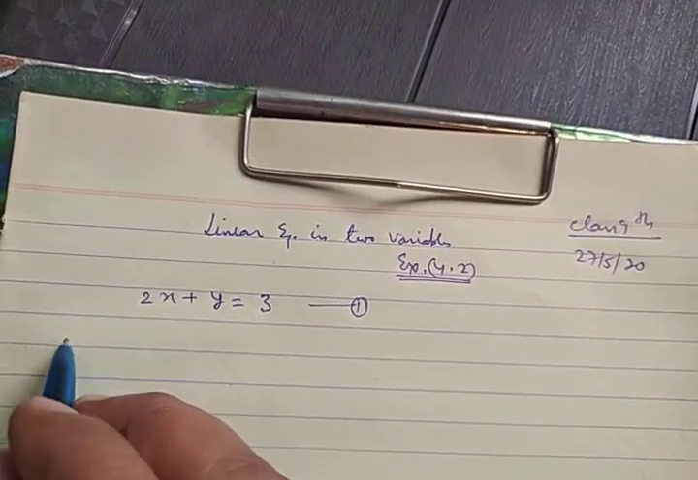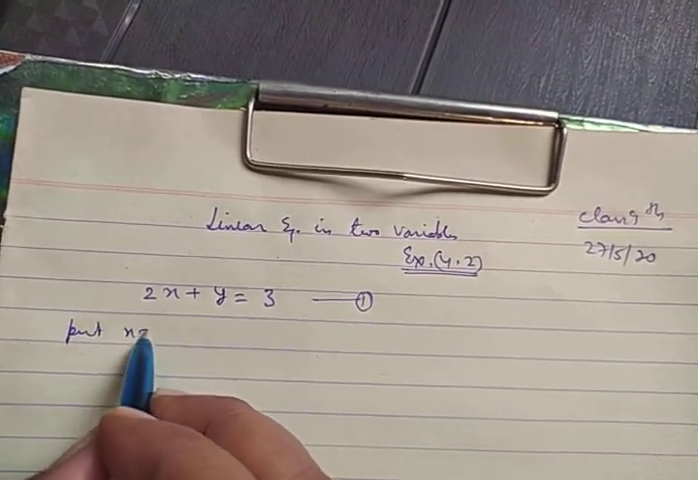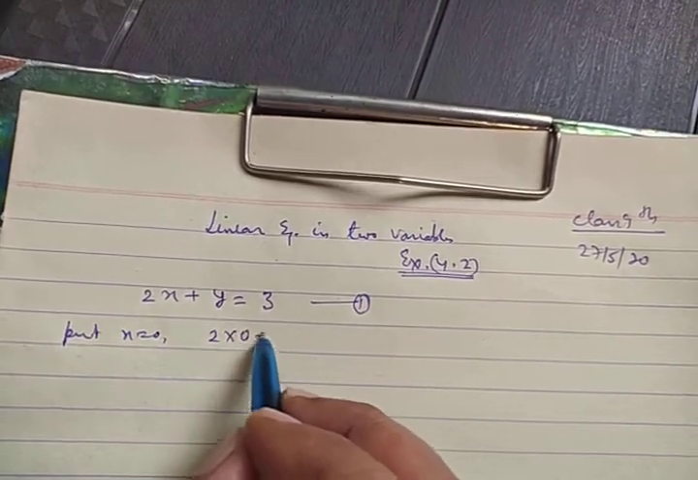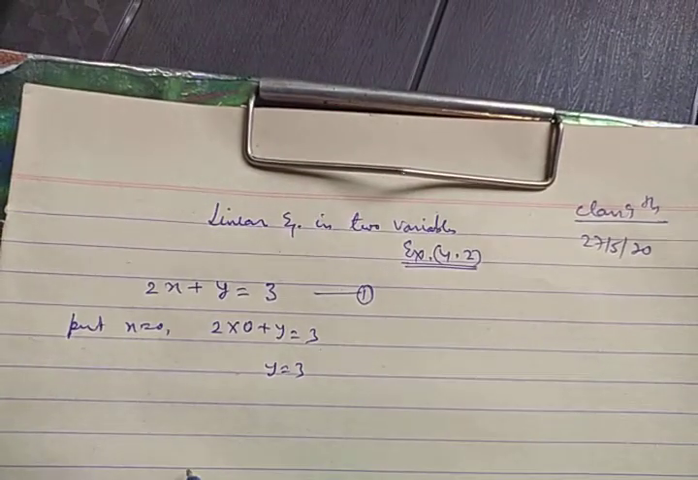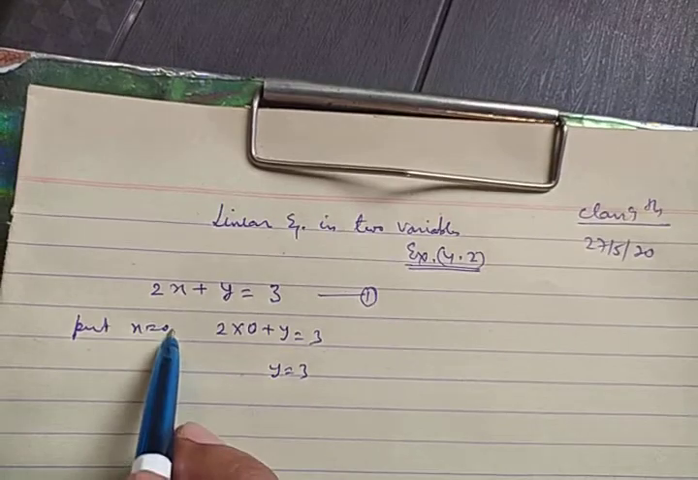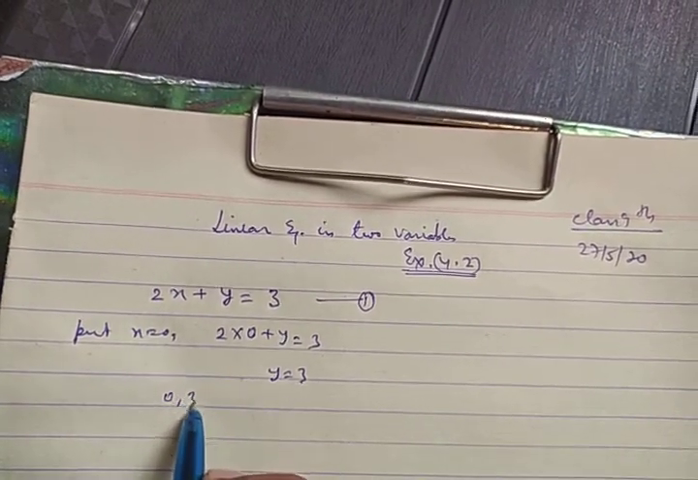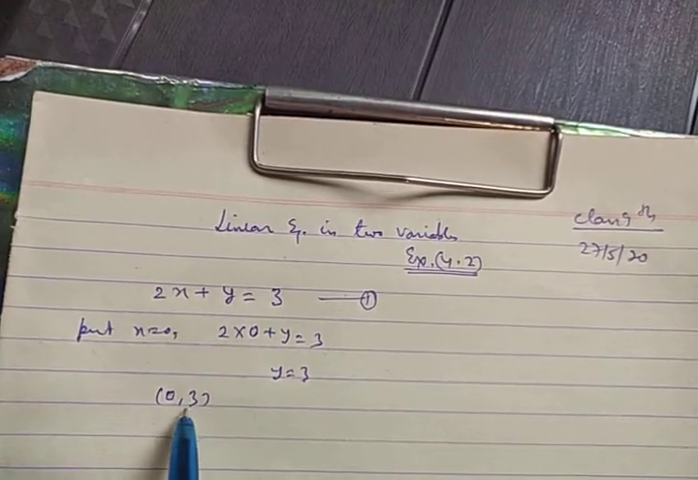For example, let us take x is equal to 0. When you substitute x is equal to 0, it means 2 into 0 plus y is equal to 3, then y is equal to 3. You are getting one value: at x is equal to 0, y is 3. It means 0 comma 3 is a solution of the linear equation, and this is in the coordinate form.